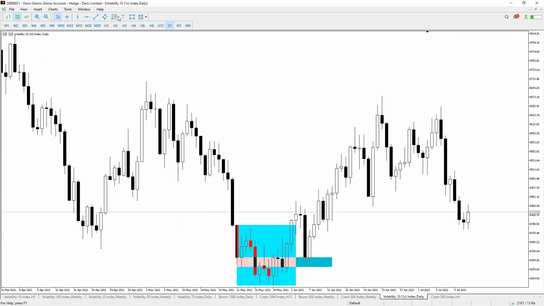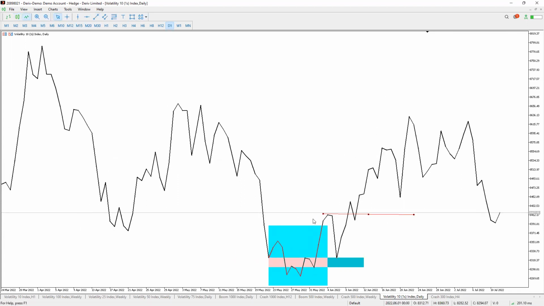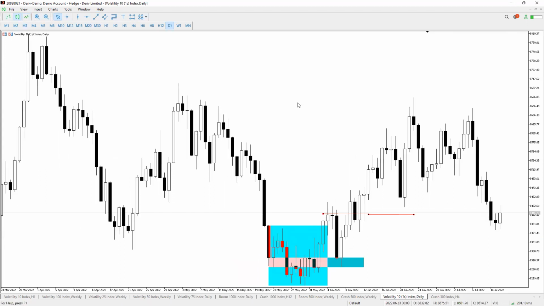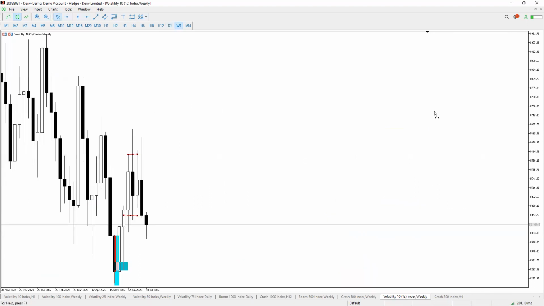Here you have the SNLC1. Remember the SNLC1, strong resistance. Opposite, you have a base. Price reacted to the base, boom, and broke the previous high. Okay, let's go to the weekly chart again.